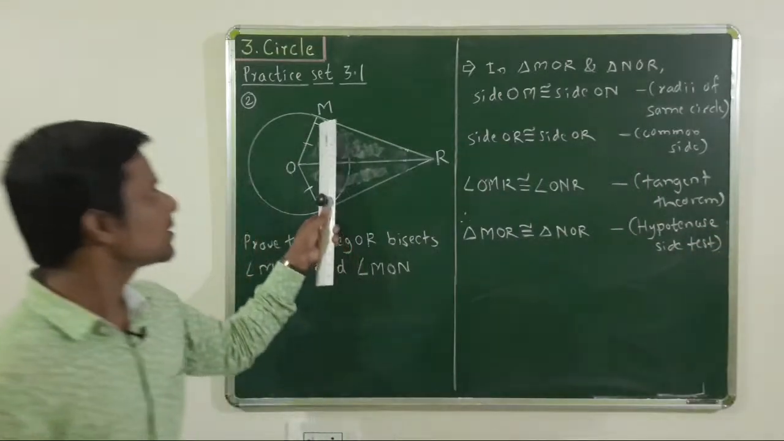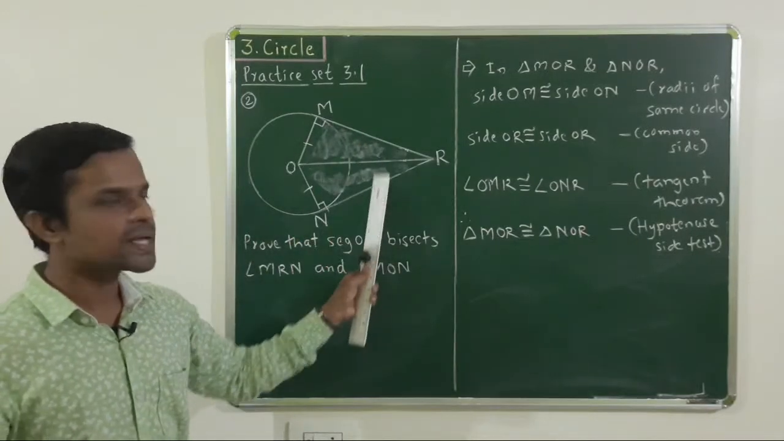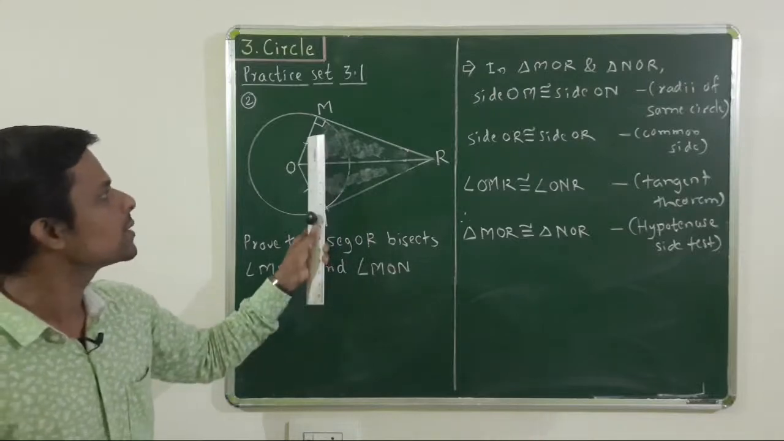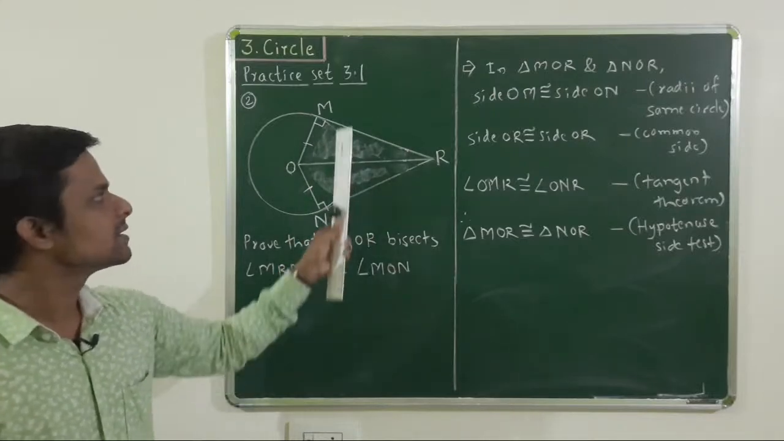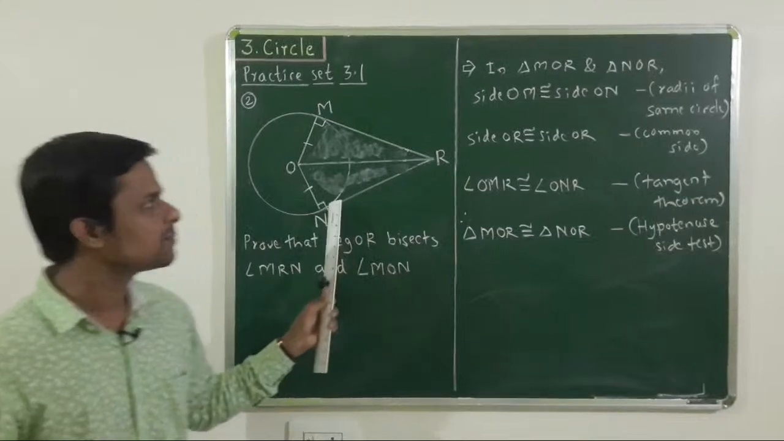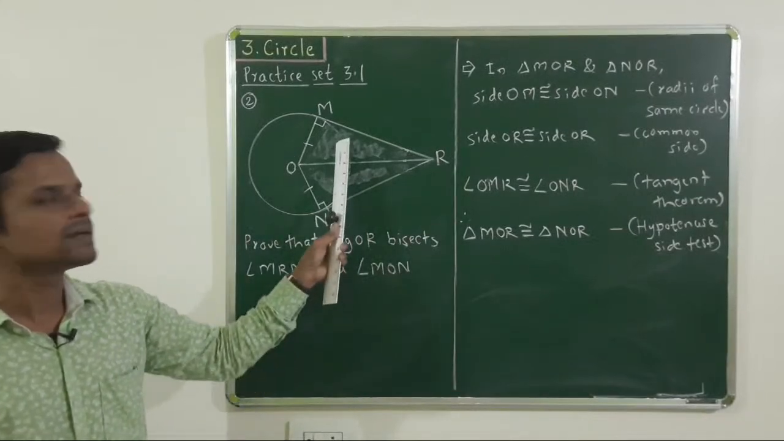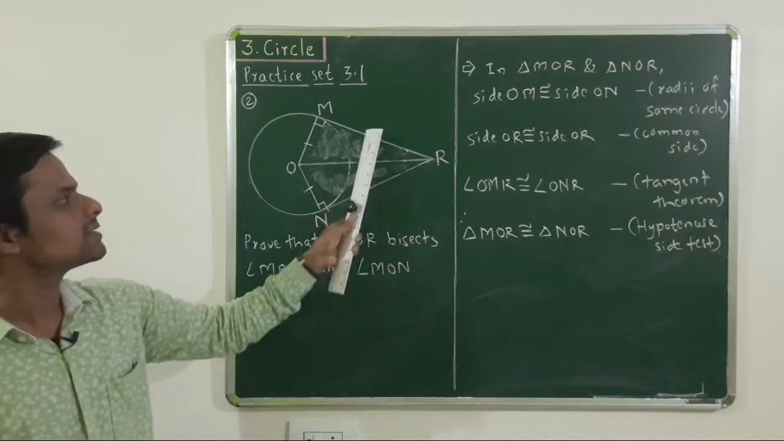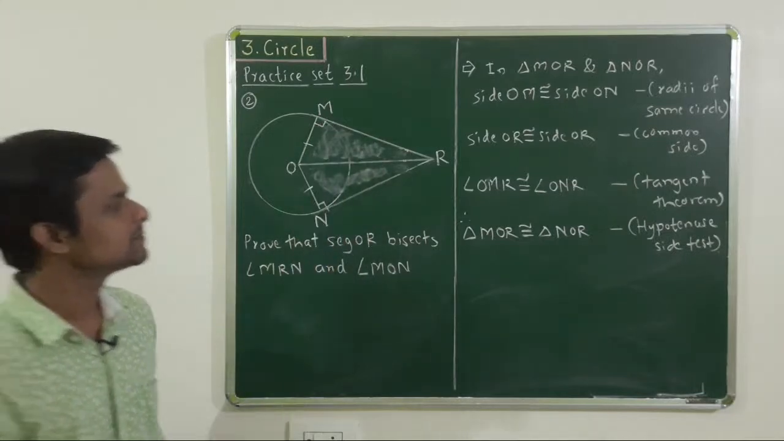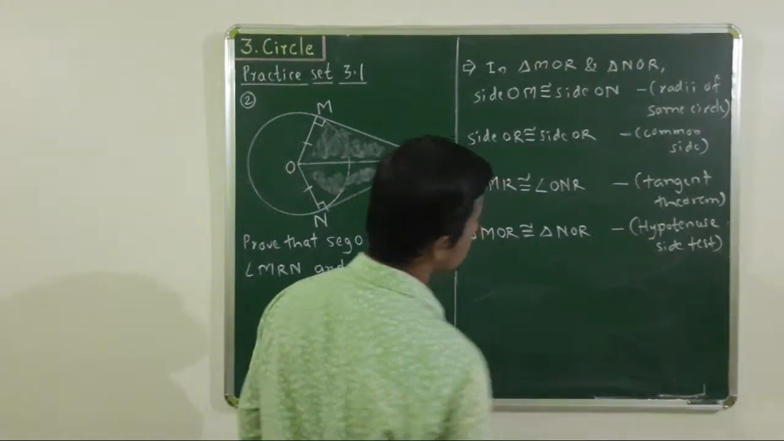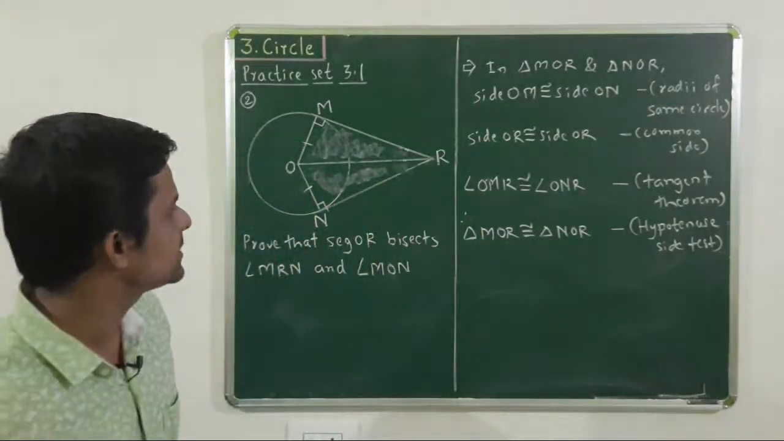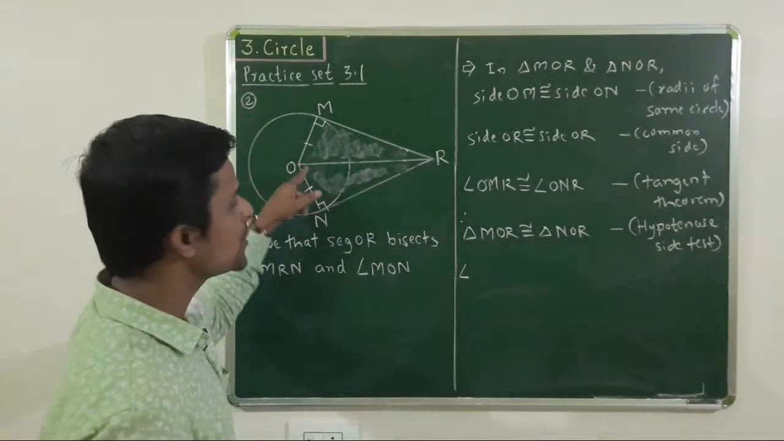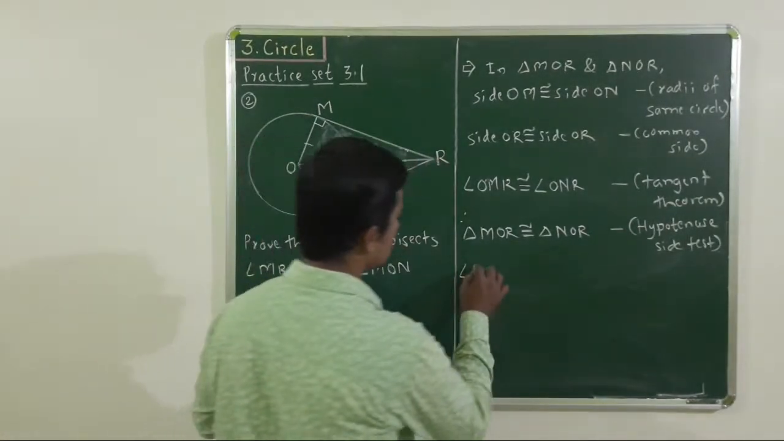And in place of these two angles, if you take these two sides congruent, reason tangent segment theorem, then these two triangles are congruent by SSS test. If you take RM congruent to RN by using tangent segment theorem, then these two triangles are congruent by SSS test. You can take either these two sides or these two angles. Hence these two triangles are congruent by hypotenuse side test. Hence angle MRO is congruent to angle NRO.